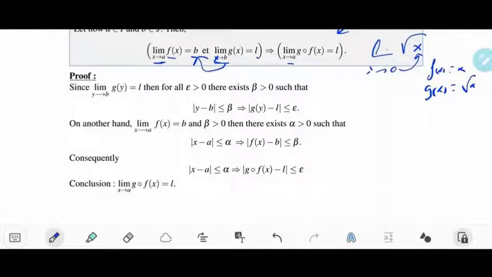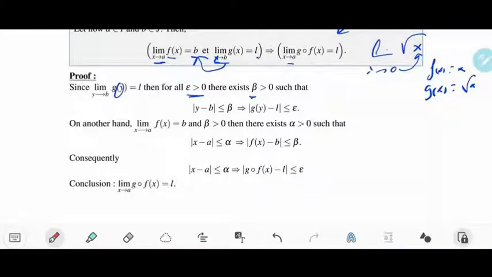To prove it, it's sufficient to combine both definitions of the limits for both functions. So the limit of g will give us the following. For all epsilon positive, there exists beta such that, I'm using y in here, if y satisfies |y minus b| less than beta, then |g of y minus L| is less than epsilon. Also, since the limit of f when x tends to a is b, there exists alpha such that if x satisfies |x minus a| less than alpha, then |f of x minus b| is less than beta.